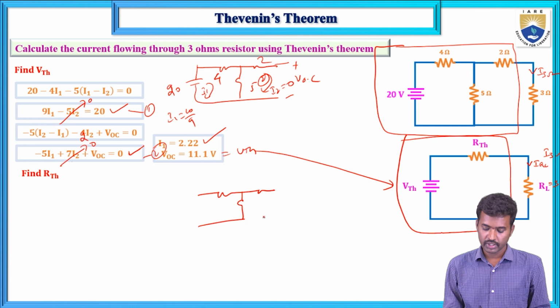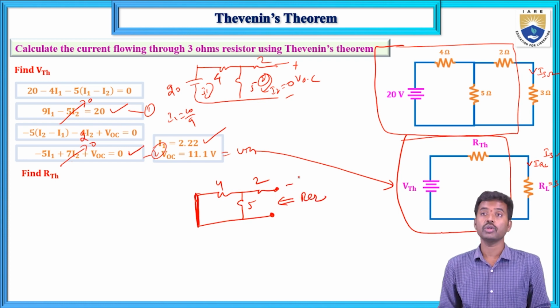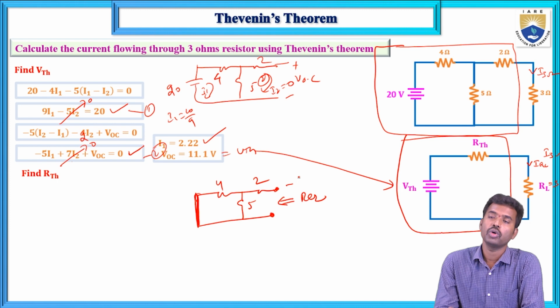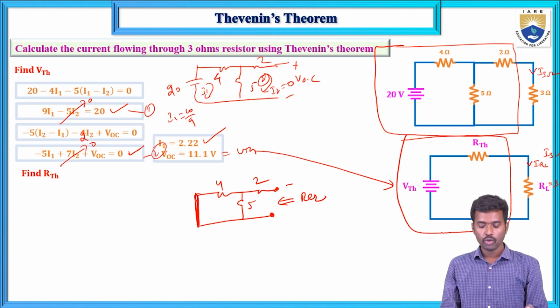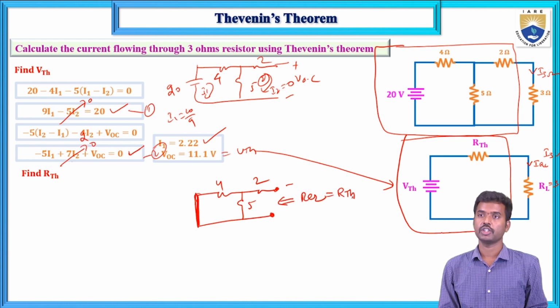So remove the load resistance from the given circuit. The voltage source is removed, this load resistance, 4, 5, 2. Remove this load resistance and calculate the R equivalent. Remove the load resistance from a given circuit. Voltage source is replaced by short circuit and current source is replaced by open circuit. Then calculate the R equivalent between the open terminals. That R equivalent equals RTH.